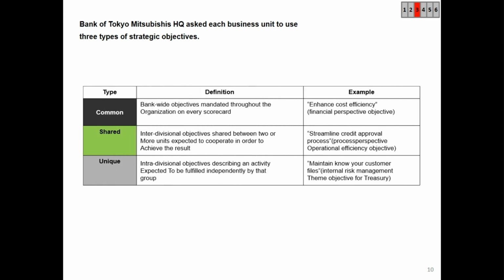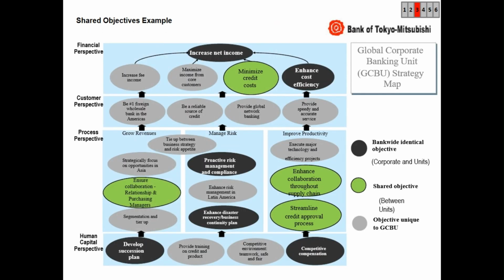The 3 types of strategic objectives are defined, namely, common, shared, and unique. For example, enhance cost efficiency is common for all. Streamline credit approval process is shared for all. Maintain know your customer files is unique for an individual bank. You can see the global corporate banking unit strategy map with 3 different colors. When a new branch of the bank is started and the strategy map is developed, the common objectives need to be taken from the corporate strategy map. The shared ones can be reviewed for how to add, and unique objectives can be added based on the need.